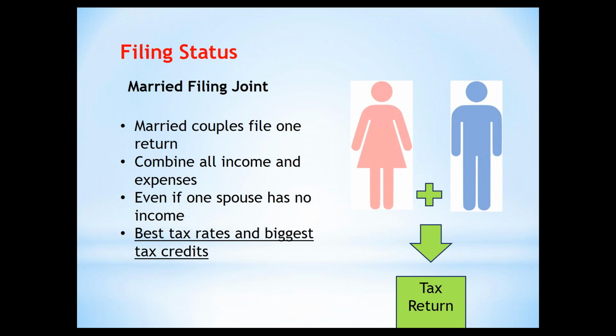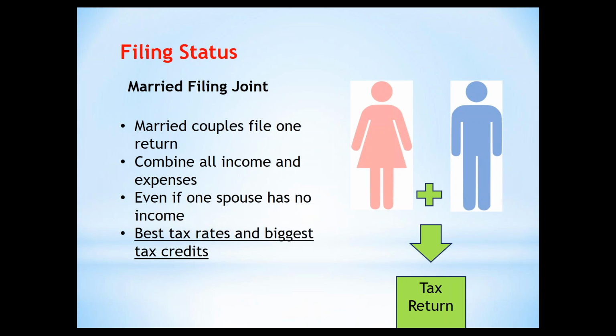Even if one spouse has no income, that's okay. You can still do the married filing joint status. And it really is the best filing status if it's applicable to use for a couple. You can't use this filing status though unless they are legally married.